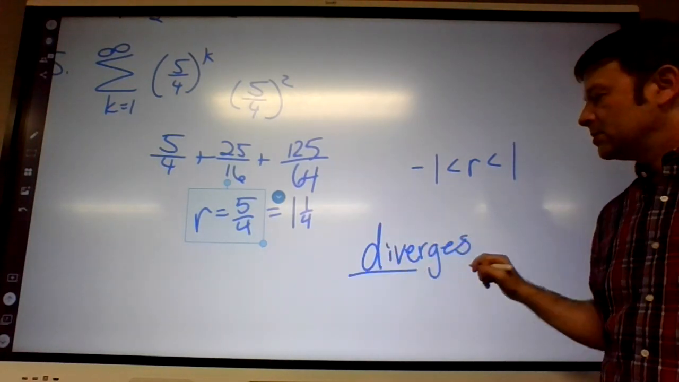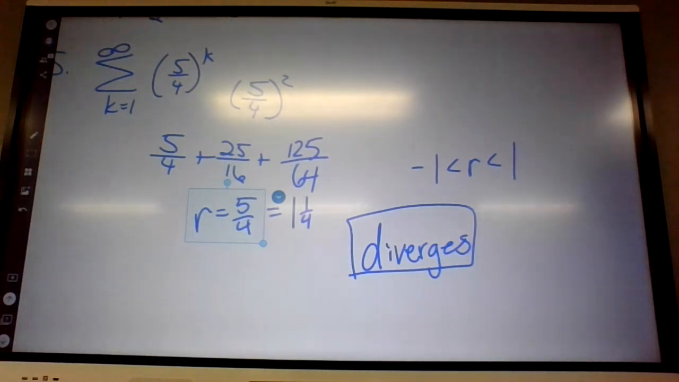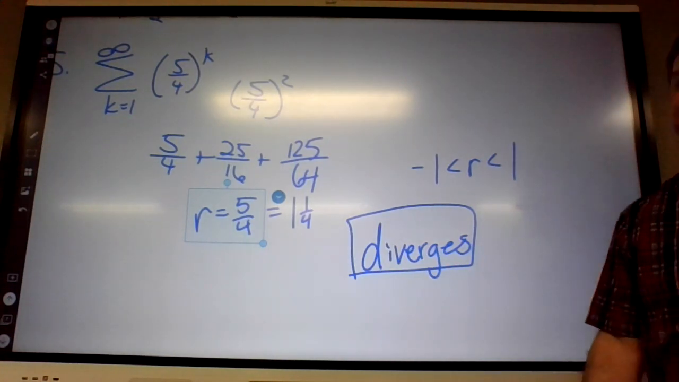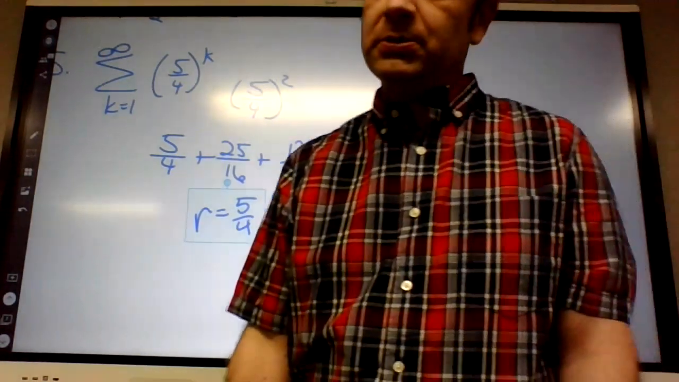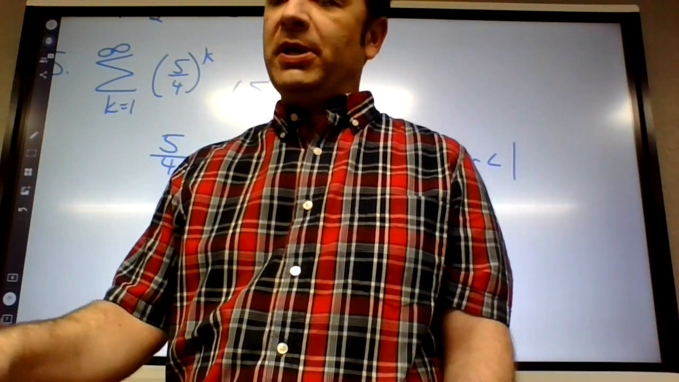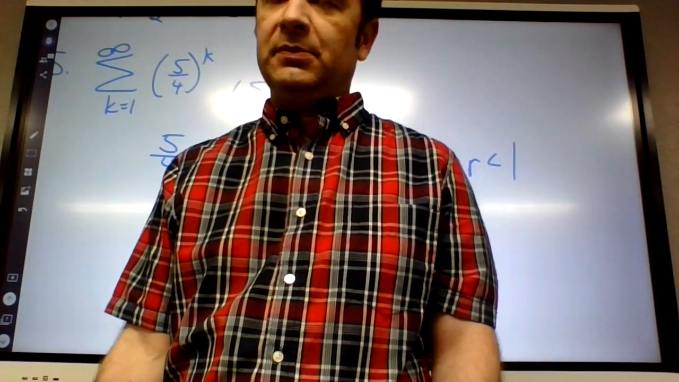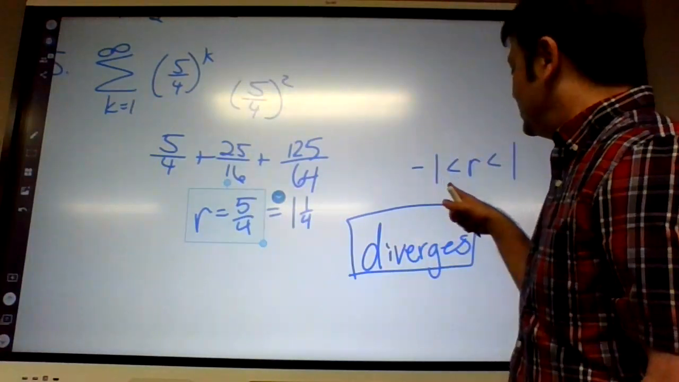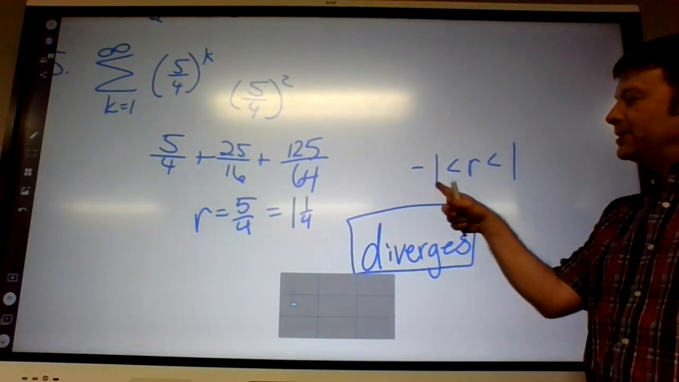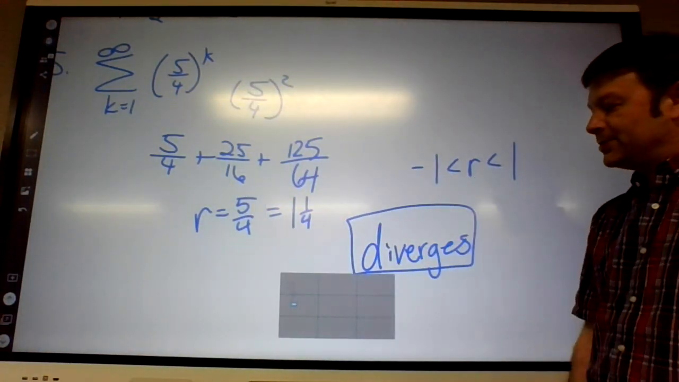So, on 34 we diverge. Did you find the r? How do you get from 1/2 to -1/2? Times -1. Does that fit? No. It's just on the boundary, so it doesn't work.